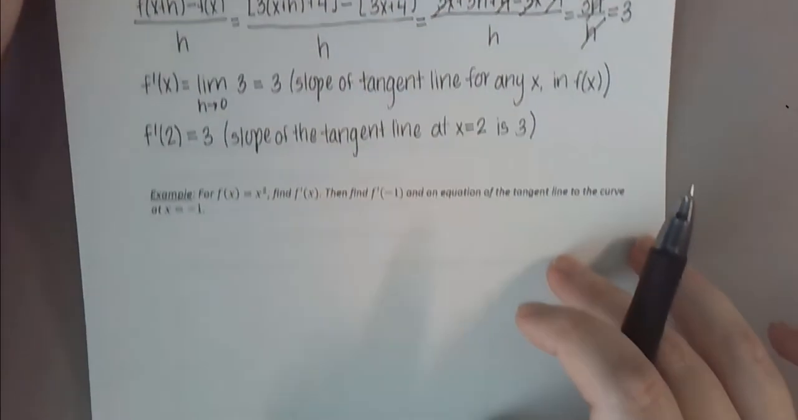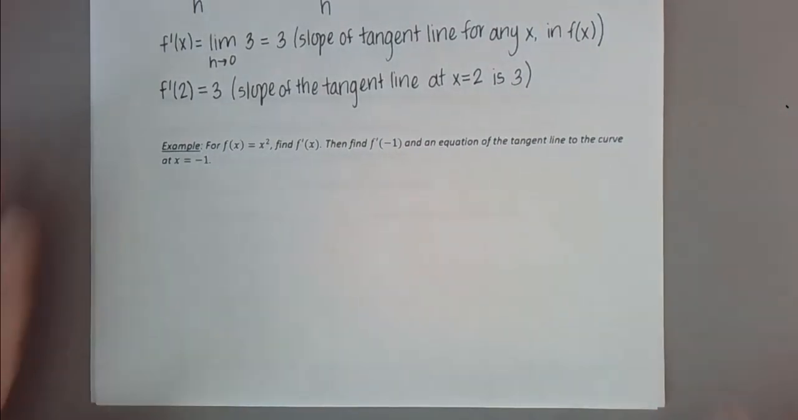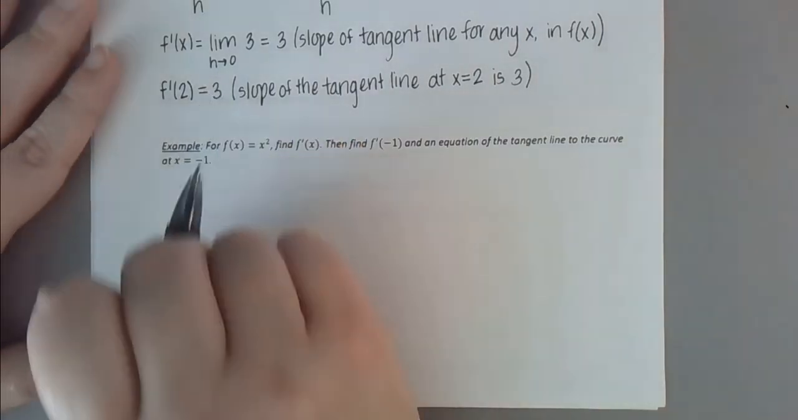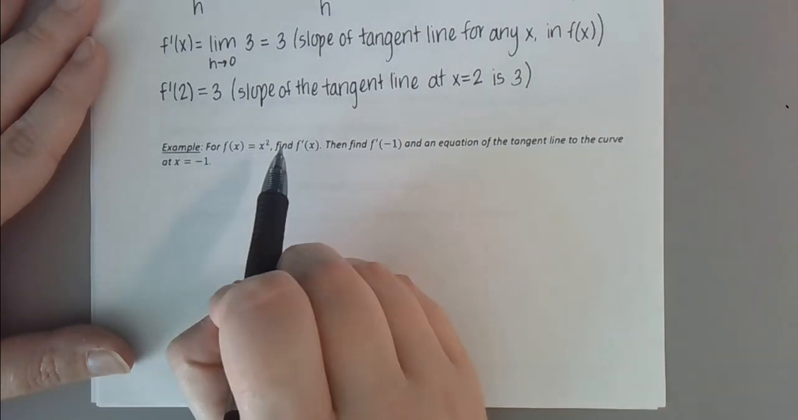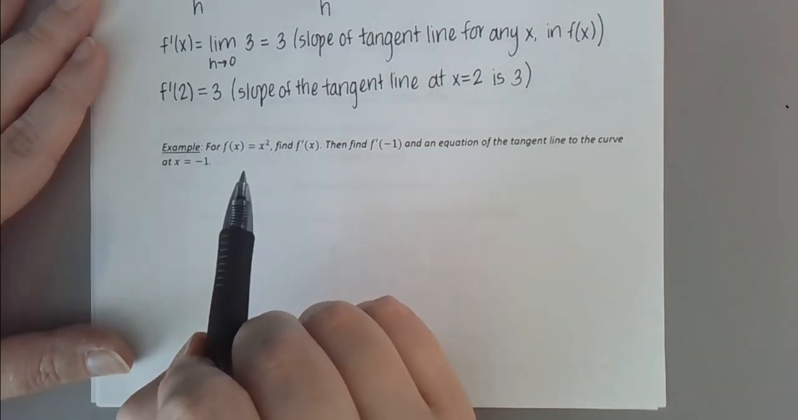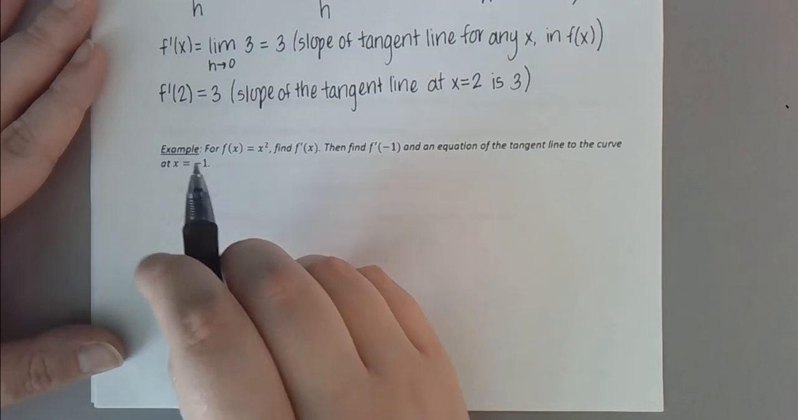So let's try another example. For f of x is equal to x squared, we want to find the derivative, and then we want to find the derivative at x equals -1, so f prime of -1, and also an equation of the tangent line to the curve, to the actual graph, at that same location at x equals -1. So we want to start with the derivative, which means we're also starting with the difference quotient for this function. So difference quotient, simplify it, then take the limit as h approaches 0.